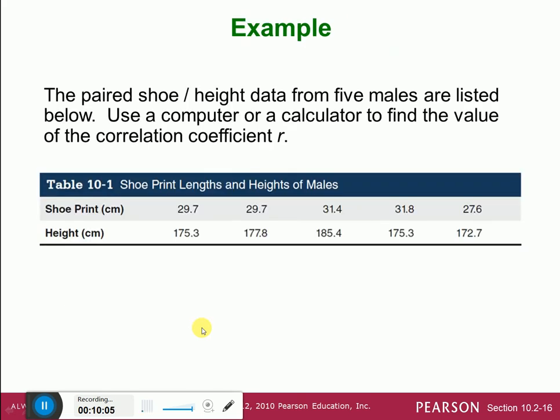Now, for the first example, we are given paired data of zoo and height from 5 males, 1, 2, 3, 4, 5. So zoo with height. Now we can use a TI calculator to find the value of the coefficient R, or we can use any technology, but we should be using the TI-83.